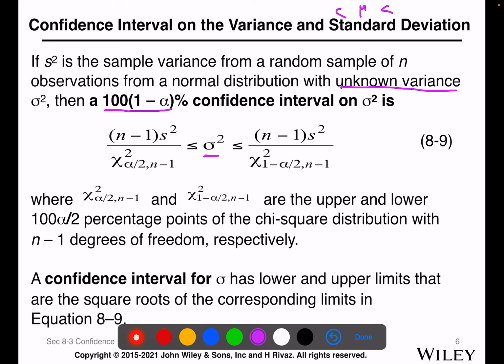And all of these are known from the question. In your project, for example, you have a bunch of data points, so you know n, and you calculate s from your data points. And this value, chi-squared of alpha divided by 2 and n minus 1, comes from a table. This is another table provided in the formula sheet.